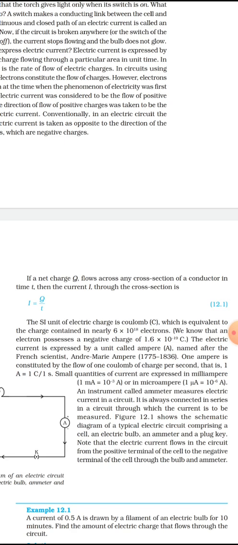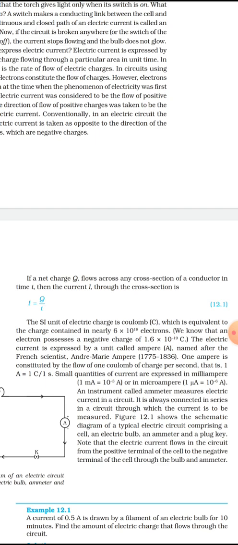The SI unit of electric charge is coulomb, which is equivalent to the charge contained in nearly 6 into 10 to the power of 18 electrons. This means 1 coulomb is equal to the charge of 6 into 10 to the power of 18 electrons. When we gather 6 into 10 to the power of 18 electrons, we get 1 coulomb of charge.